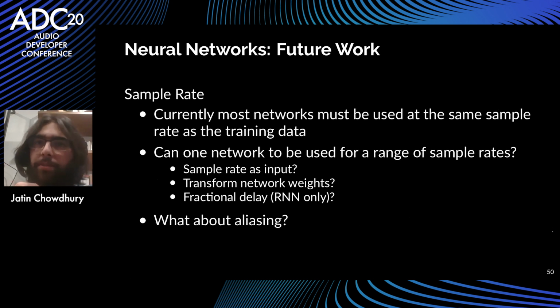Finally, I think there should be some more research done into correcting for sample rates and figuring out how we can get one neural network to work over a range of sample rates. These are a few things that I've tried to do, but I don't really have any successful outcomes just yet. So that's something that I'm still working on.